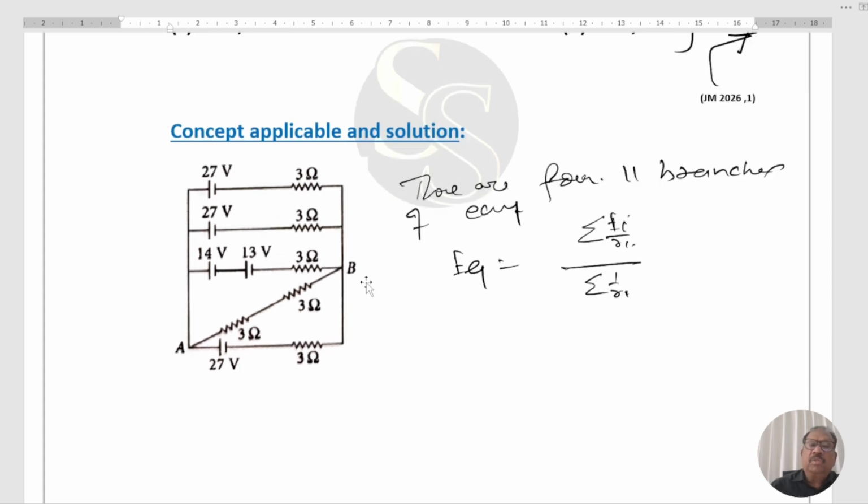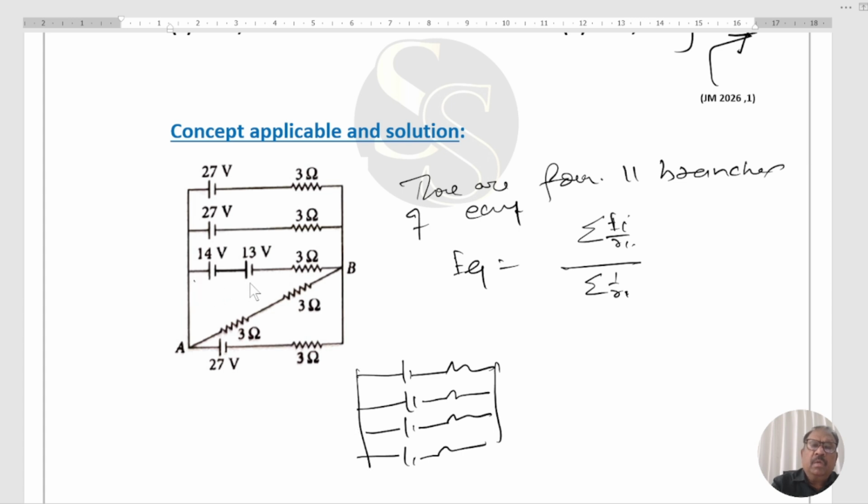In this case, how are the four branches made? Internal resistance 3, internal resistance 3, internal resistance 3, internal resistance 3. If you move like this, the two will be added, so 27, 27, 27, 27, and 3, 3, 3, 3. Because internal resistance is the same and EMF is the same, the equivalent EMF will definitely be 27. But if it is not the same, then this is the formula.